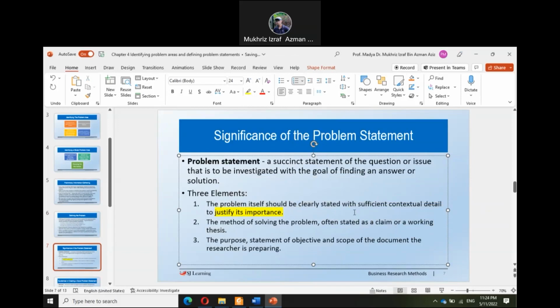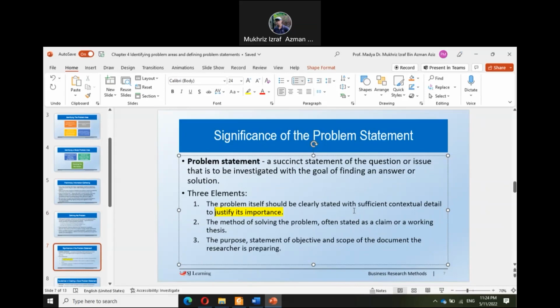Okay, importance means the problem statement, however you want to write it, you must be able to strengthen it, you must be able to show that the issue you want to investigate is important. That's why in the background of the study, in the introduction chapter, which I mentioned in the previous lecture, this is where you need to provide enough statistics, figures. You refer to relevant articles. You establish the relationship between the variables.